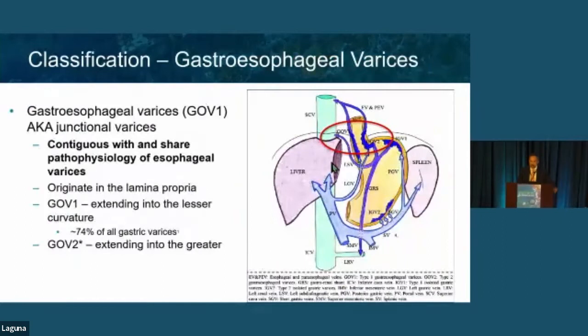And these are generally known in the Sarin classification as GOV1 or gastroesophageal varices or junctional varices. The important thing to remember with these is that these basically share the same pathophysiology as esophageal varices. So they're essentially esophageal varices that extend down along the lesser curvature, known as GOV1. GOV2 sometimes share this circulation as well, but I put an asterisk on them because oftentimes they'll actually behave more like IGV1, which I'll touch on in the coming slides.